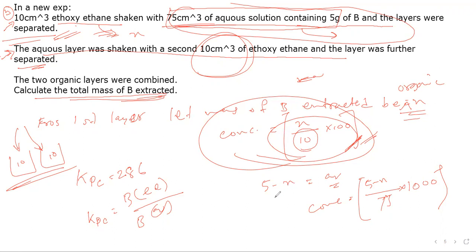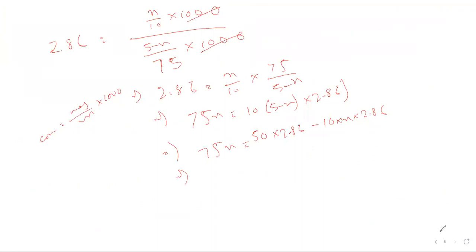For the aqueous part, the mass is 5 minus X, so the concentration is 5 minus X divided by 75 into 1000. Now placing it in the equation, Kpc equals organic divided by aqueous. The Kpc value should be the same since the same solvents are used and the system is the same, ethoxyethane and water. After doing the calculation and solving for X, we should get a value of 1.380. This is for the first layer, the amount extracted from the first layer.